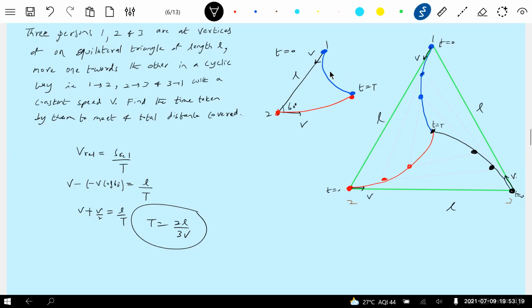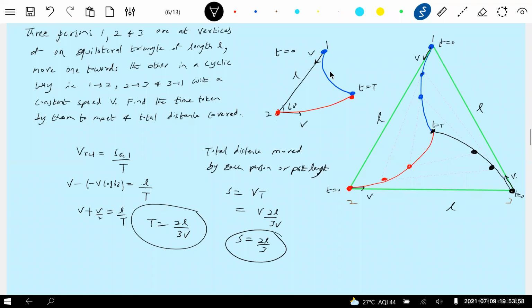Sir, why are you taking this L? Final separation is 0. Initial separation is L. What about the total distance covered? Total distance moved by each person, or path length, that should be equal to S equal to V into T. So this will be V times 2L by 3V. So this much distance each person will move. Path length means here, like this length.